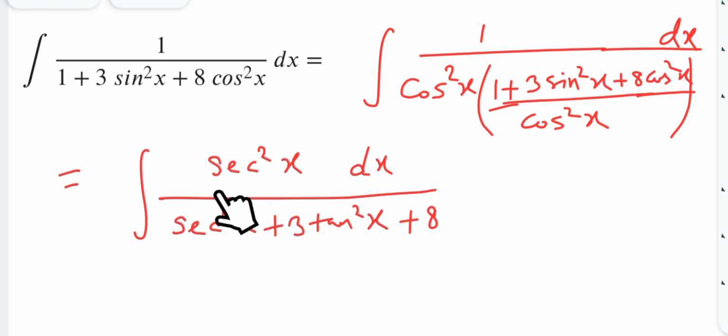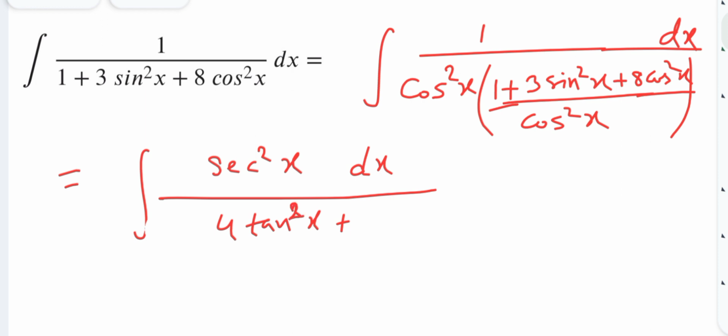So the numerator is sec square x dx, which I will keep. The denominator I will convert completely in tan. This secant square x I can write as 1 plus tan square x, because we know secant square x minus tan square x is 1. So now tan square x plus 3 tan square x will become 4 tan square x, and 1 plus 8 will become 9. So the denominator I am writing as 4 tan square x plus 9.